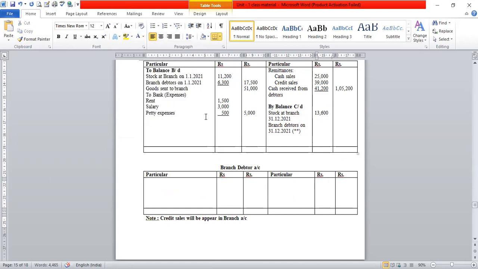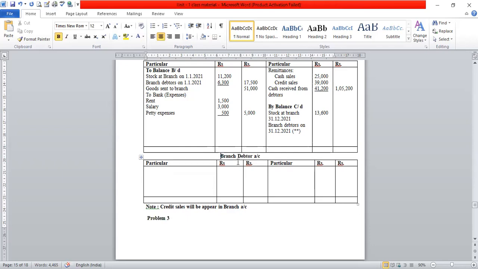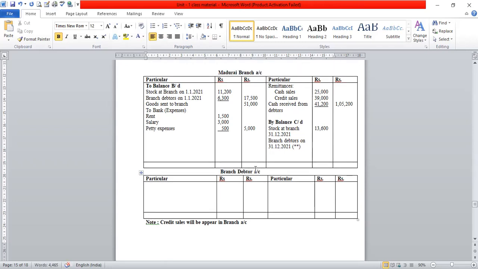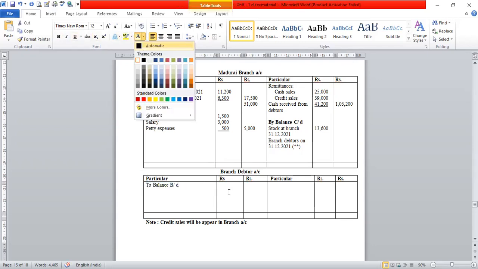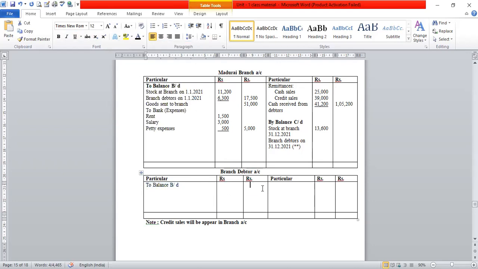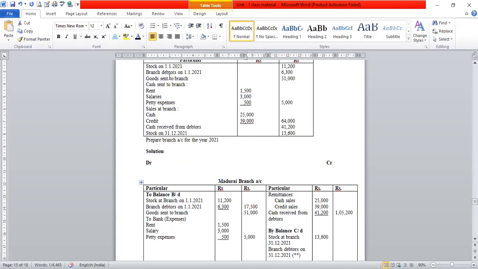Okay. So in this problem, if there is an opening there will be a closing, or otherwise it is fully closed, we will know that. So for that reason, in this sum we created the Branch Debtors Account. Definitely we need it because this ledger is prepared by the branch account. So the first asset is the opening balances. Opening balance value, we know, is 6,300.